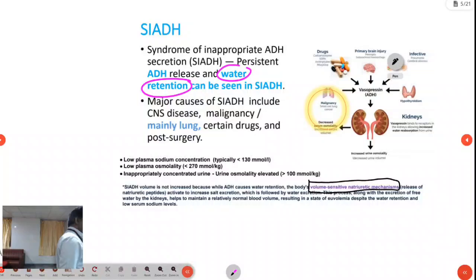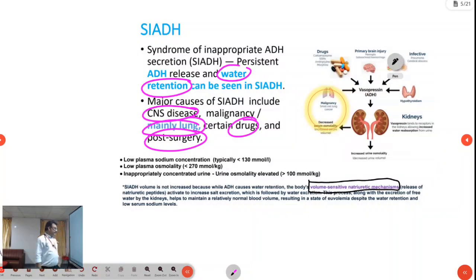I am not going into the details of that, but the excess volume is removed by the natriuretic peptide mechanism, so that you don't see a clinical increase of water or edema in these patients, but actually there is an increase in water in the body. That's why the patient is having hyponatremia. Along with this excess water, the patient loses a large amount of sodium through the kidneys. This occurs mainly due to CNS infections, lung malignancy, some drugs and post-surgical events.